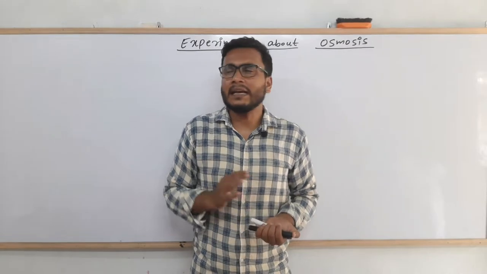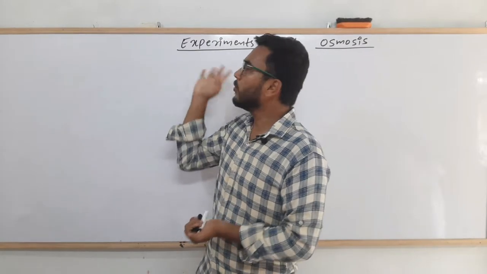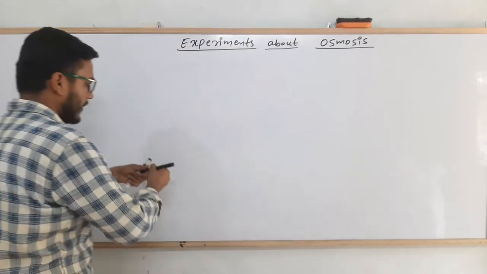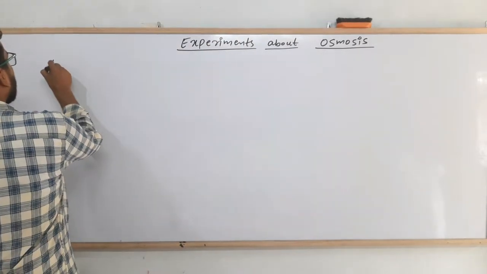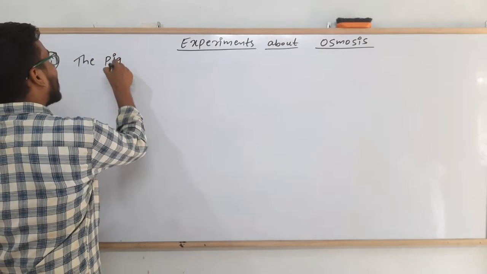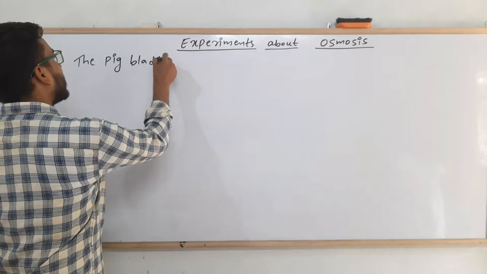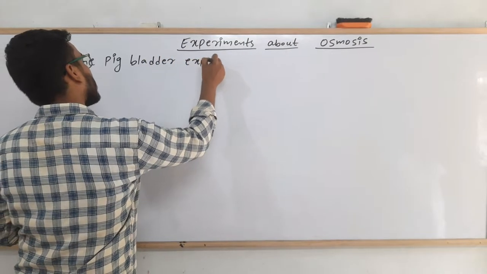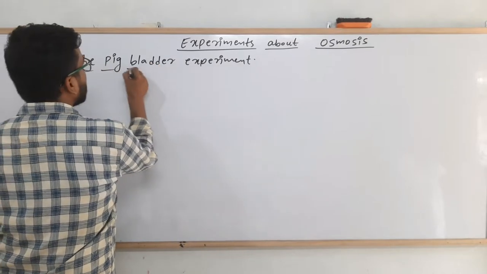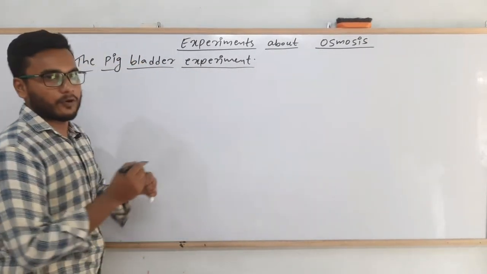There are some experiments that can be done in order to understand osmosis properly. So in this video, I'm going to explain the theoretical portion of that. The first one among them is the pig bladder experiment. This is the first experiment that can be used to show the osmosis phenomenon.